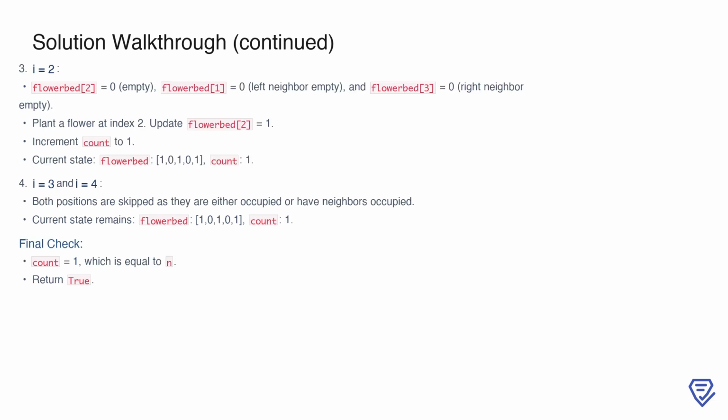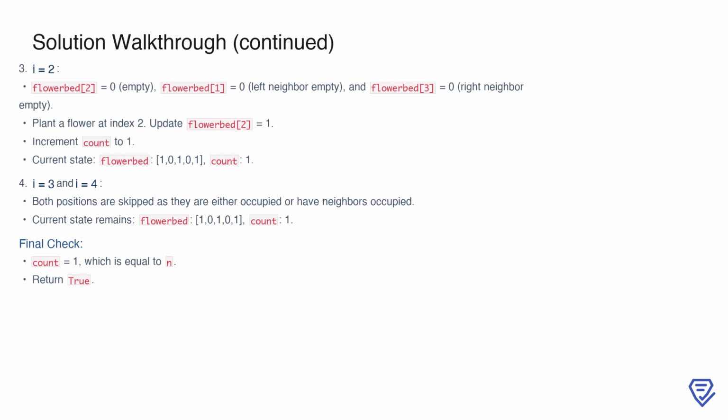Next, we examine index 2. Here, flowerbed 2 is 0, which indicates the spot is empty, and both its neighbors, flowerbed 1 and flowerbed 3, are also empty. This means we can safely plant a flower at this position. We update flowerbed 2 to 1 and increment the count to 1. After this step, the flowerbed becomes 10101 and count is now 1.